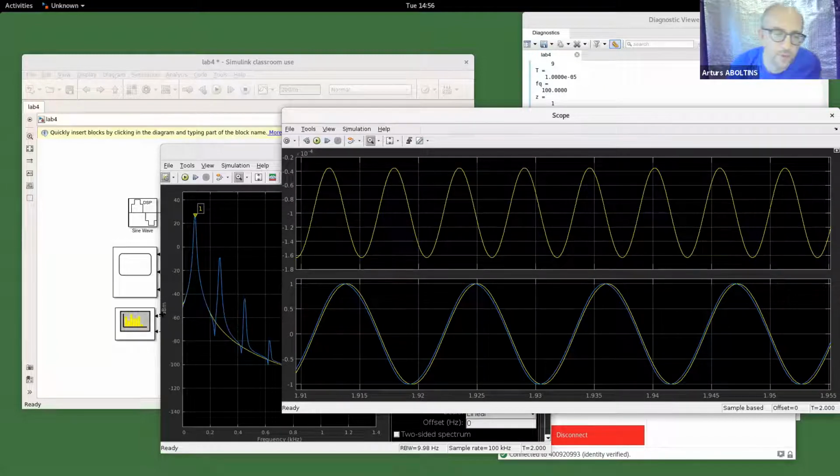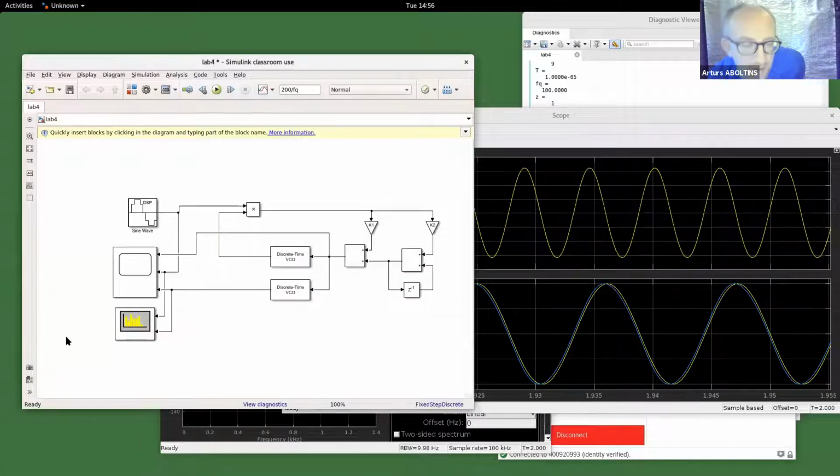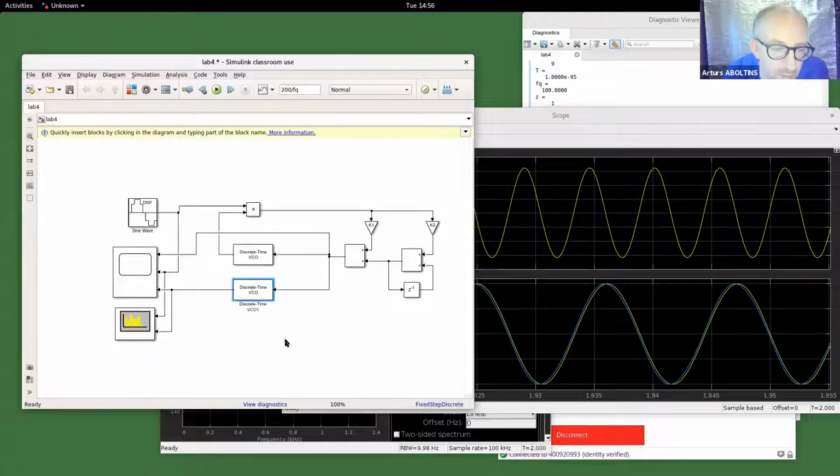I have improved the PLL in several aspects. Get rid of one block, but one block comes. Okay, now it's simpler. Okay, this is the ultimate model of the PLL.